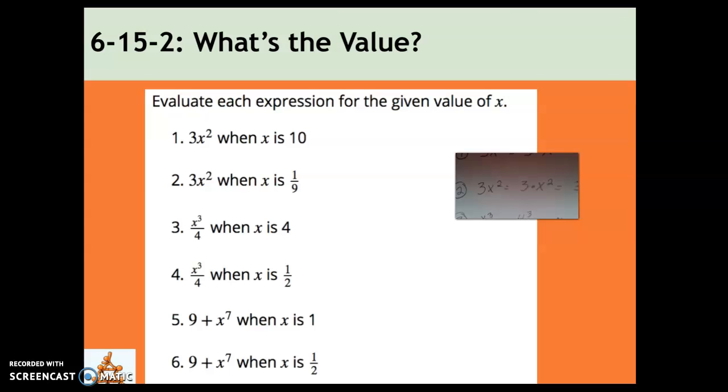All right, number 2 works much the same way. So I've got 3x squared equals 3 times x squared, which equals 3 times 1/9 to the 2nd power. So I just replaced x with 1/9. Then I would say that's the same as 3 times 1 over 81. And the reason I said 1 over 81 is because 1/9 times 1/9 equals 1 over 81. And then if I multiply that times 3, I get 3 over 81 as my answer.